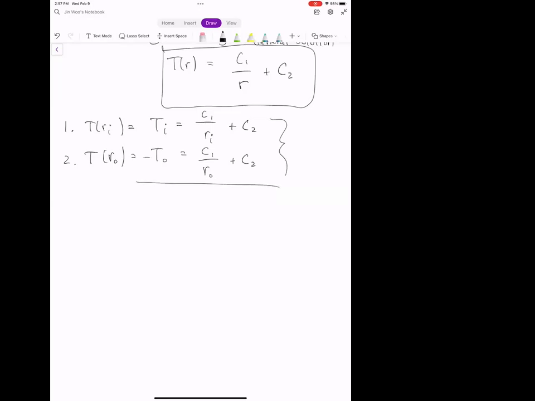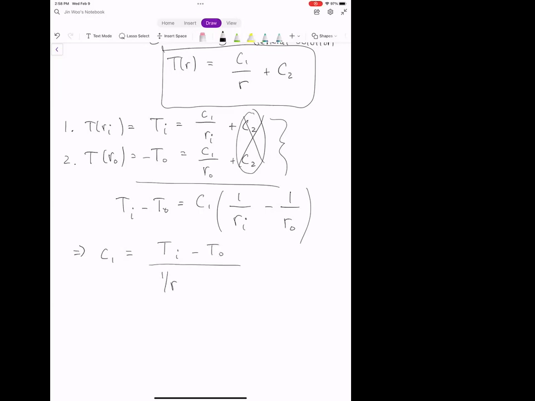I'm going to do the same trick that I did in cylindrical cases, where I'm going to take these two equations and just subtract them. And that works because we have a C2 here that's just by itself. And so when we subtract these two equations, we eliminate C2 from the equation completely. And then what we're left with is C1 over Ri minus C1 over Ro. And then all I did was factor out C1 because C1 was in the numerator of both terms. Then from this, we can divide both sides by that expression in the parentheses, and we get C1 is equal to Ti minus To divided by 1 over Ri minus 1 over Ro. So it's a little bit messy. We have quite a bit of fractions floating around. But this is our expression for C1.